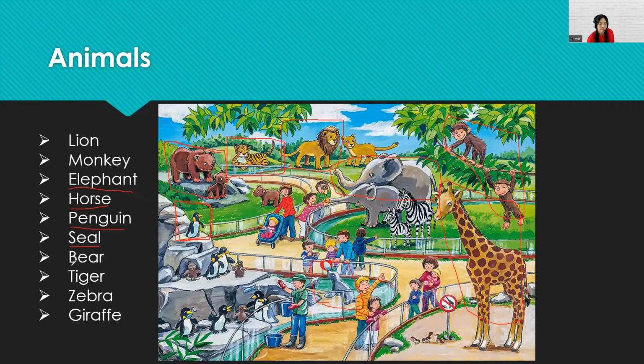This is bear. This is tiger. Next one. Zebra. And the last one. Giraffe. Okay, these are the vocabulary that we learned today.